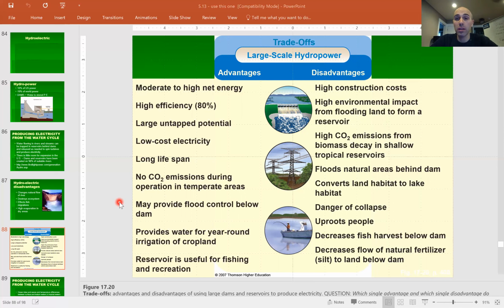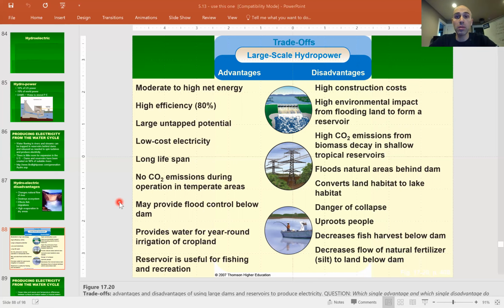Disadvantages. High construction costs, as well as very dangerous. Floods natural areas behind the dam or above the dam. Danger of collapse. What happens if this thing lets go? Okay, I remind you of the video Evan Almighty, where the dam let go in the very end. That thing just kind of wrecked. I know it was a movie, but just imagine if a dam were to let go, those millions and millions of gallons of water just released. Think about the West Thompson Dam.